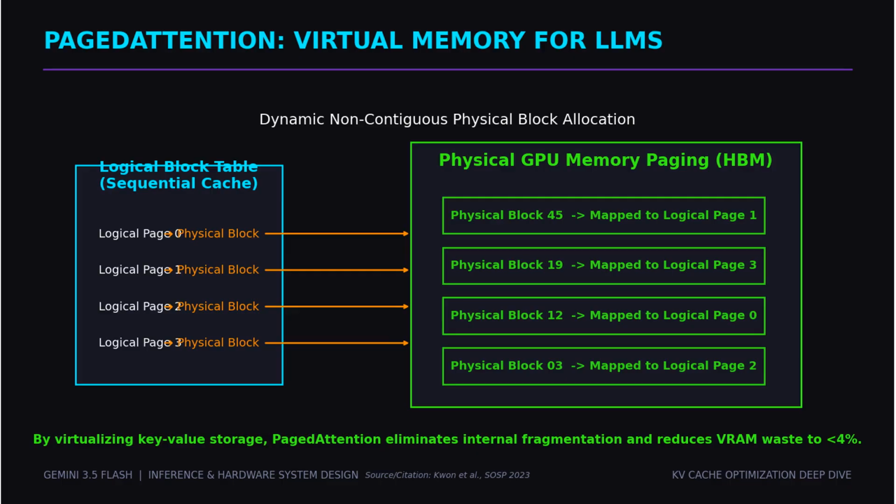It divides the KV cache of each sequence into small, fixed-size physical blocks. Instead of contiguous allocation, physical blocks are mapped dynamically using a logical-to-physical block table. This allows non-contiguous storage, eliminates internal fragmentation, and enables different sequences to safely share key and value blocks, multiplying concurrency by up to 4 times.